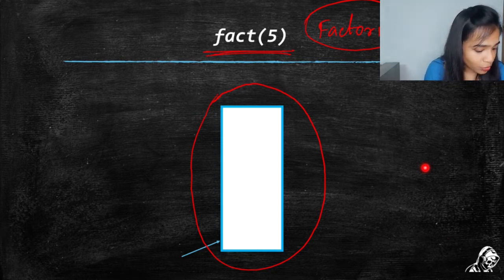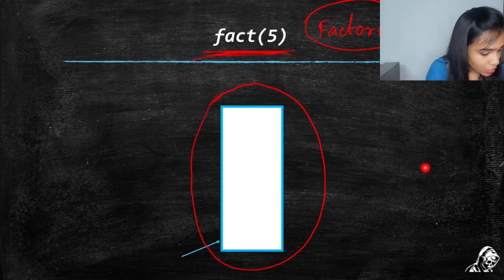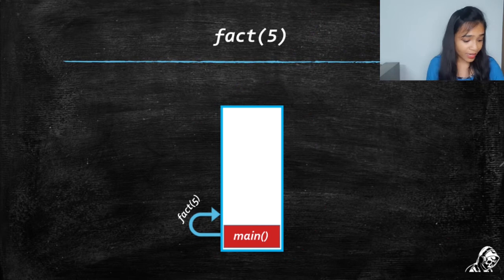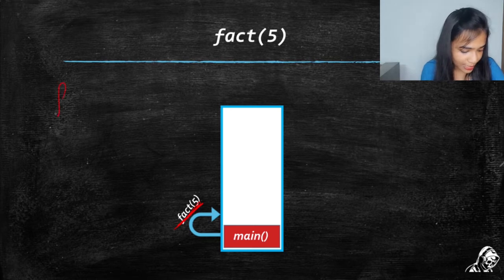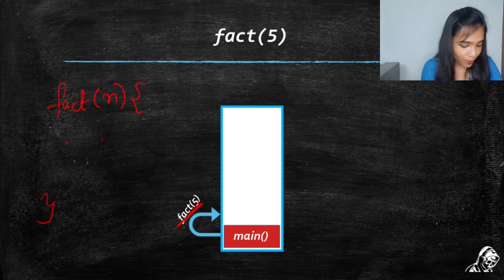So let's say I want to calculate factorial of 5. First things first, we have our main function. Our main function is going to call our factorial function. Let's say this is our factorial function, and inside this we have our code. We'll figure that out later. So this factorial function is going to be called from the main function.